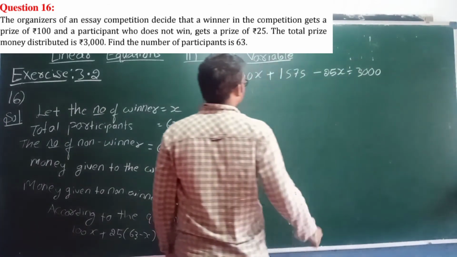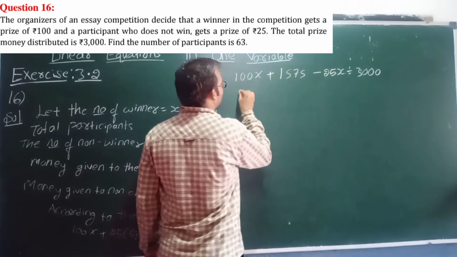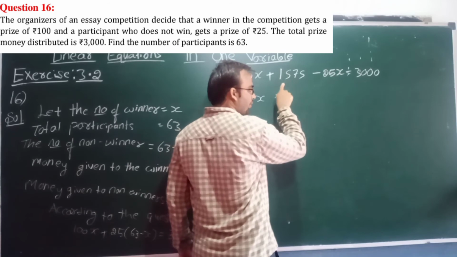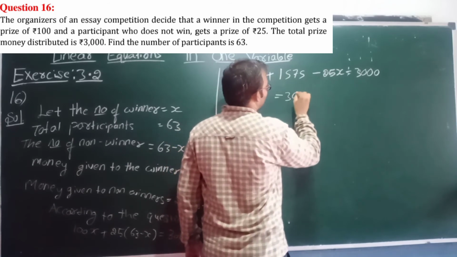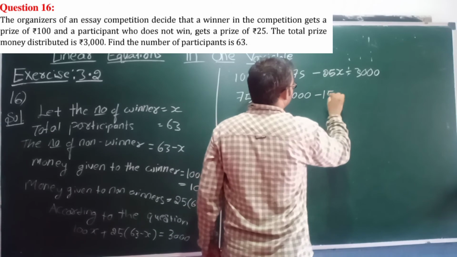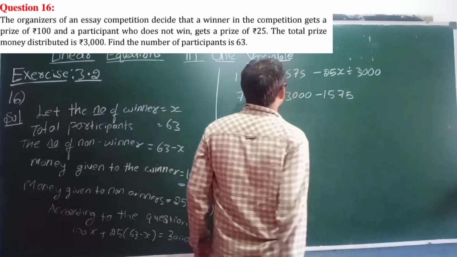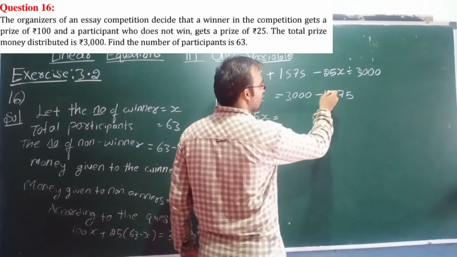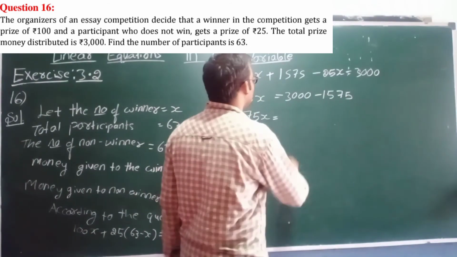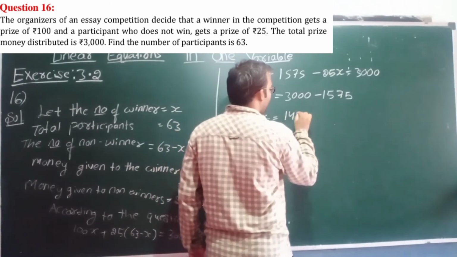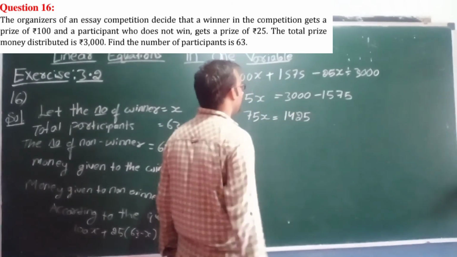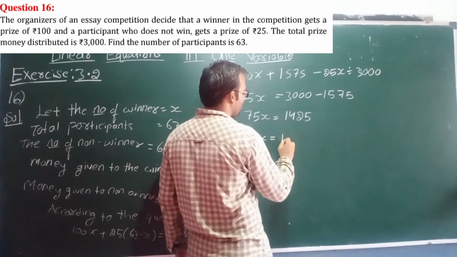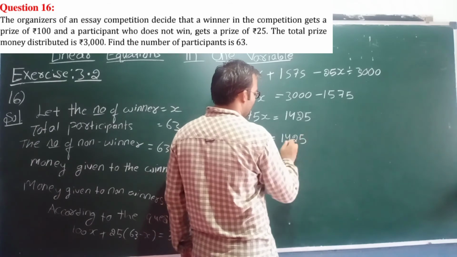Okay. Now students, 100x minus 25x will be what? 75x equals, you transpose this 1575 towards the right side. So it will be 3000 minus 1575. Okay. Now what you can get? 75x equals 3000 minus 1575, which is how much? 1425. Okay. So now you transpose 75 towards the right side. So it will be x is equal to 1425 divided by 75.